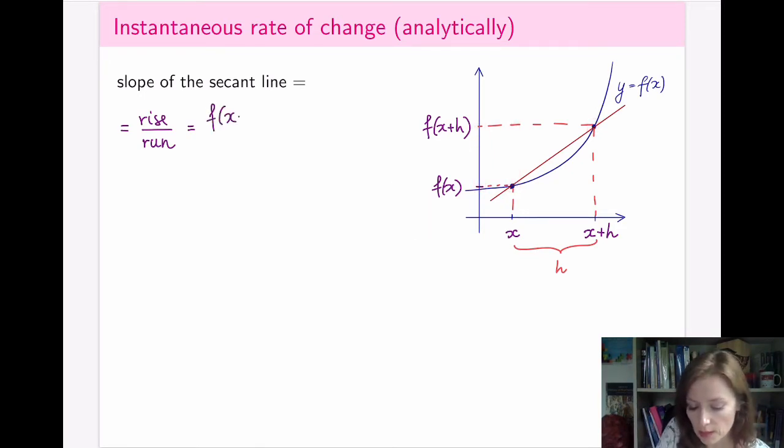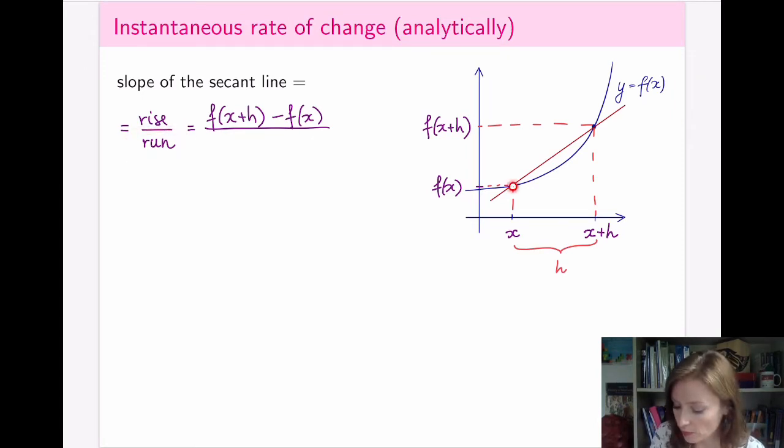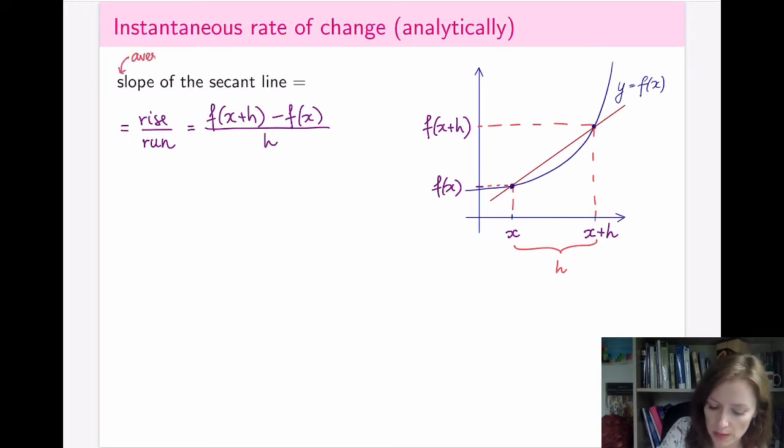So the rise is f of x plus h minus f of x. It's the change in y. Divided by the run. So how much have I run from here to here? Well, I've run this much, or h. You can also think of that as x plus h minus x, but it's going to be the same as just h. Excellent. This is the slope of a secant line, a line through 2 different points. Another way of saying it is this is the average rate of change between the 2 points, x and x plus h. So let's label this too: this is the average rate of change.